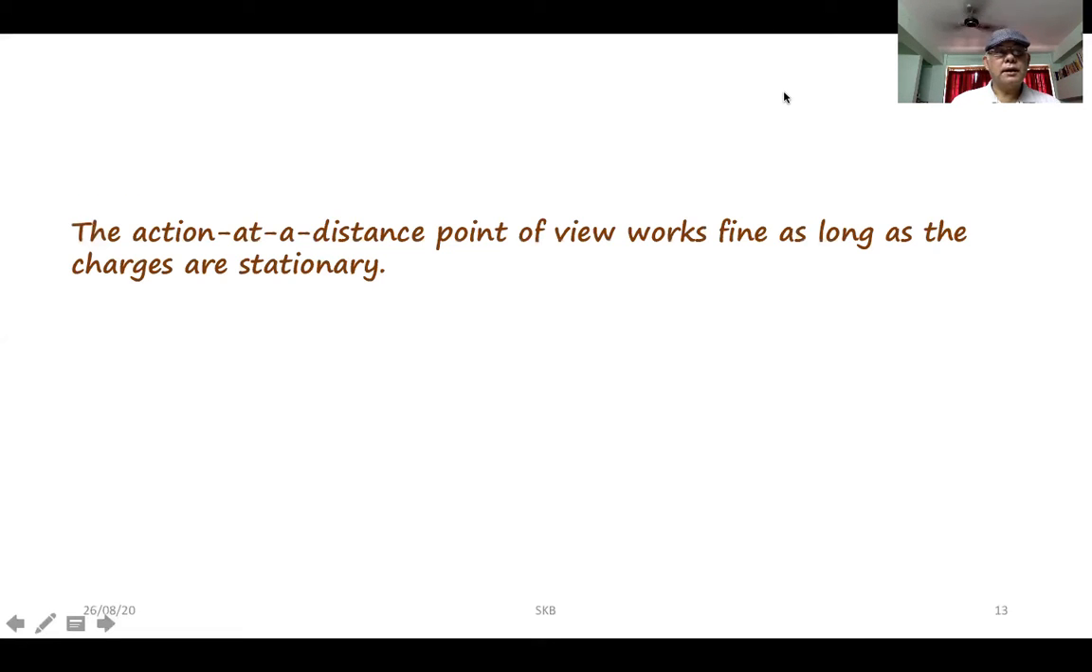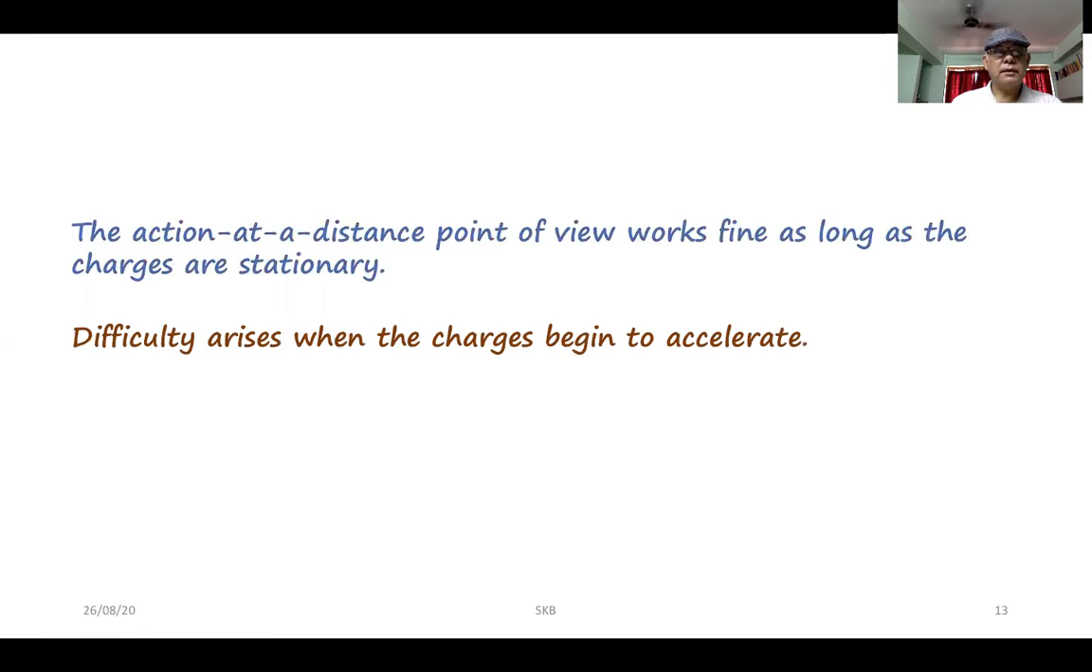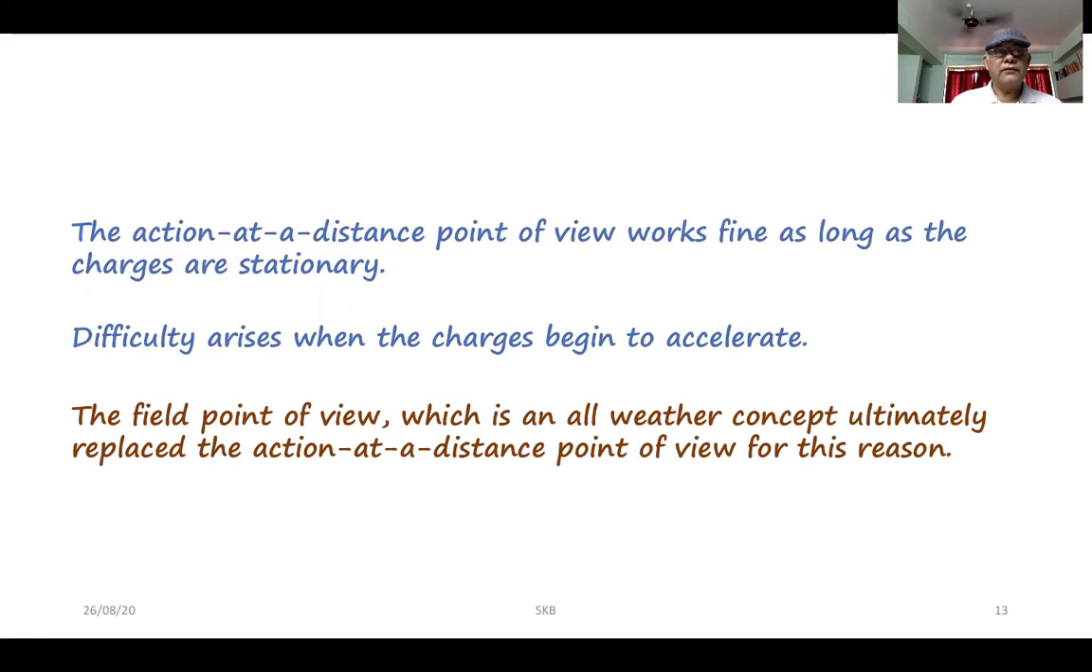Thus, the action at a distance point of view works fine as long as the charges are stationary. Difficulty arises when the charges begin to accelerate. The field point of view, which is an all-weather concept, ultimately replaced the action at a distance point of view for this reason.